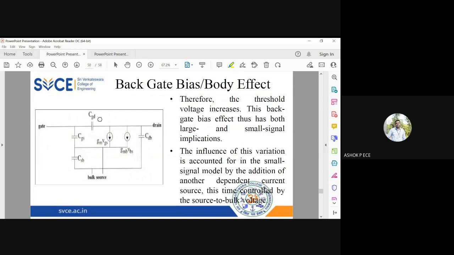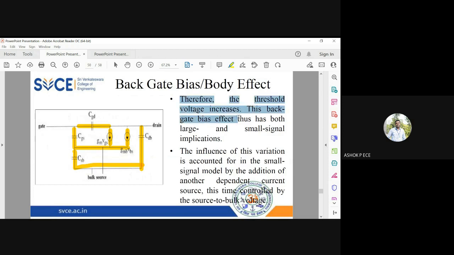This is a simple example with all the capacitances between gate and substrate. You have the gate and source, this capacitance between gate and drain. This is the current source. This is one more current source. This is between drain and bulk. This is between source and bulk. So these are the different capacitances which are going to play a role in the body effect in your device. Because of the body effect, threshold voltage will increase.